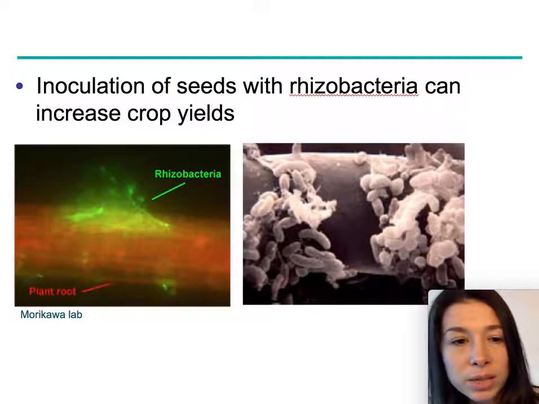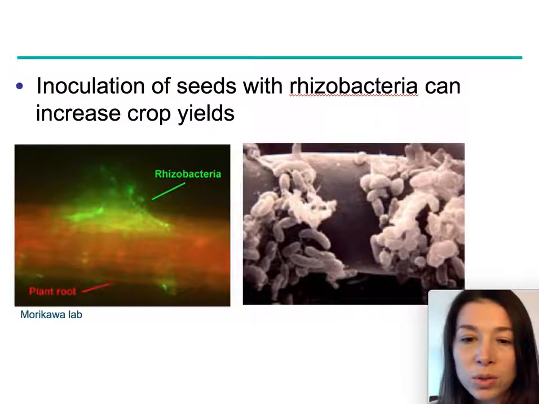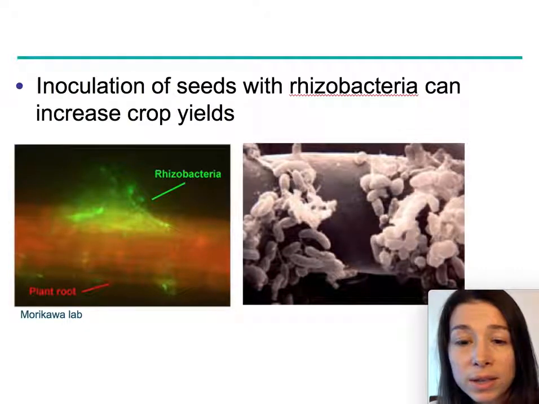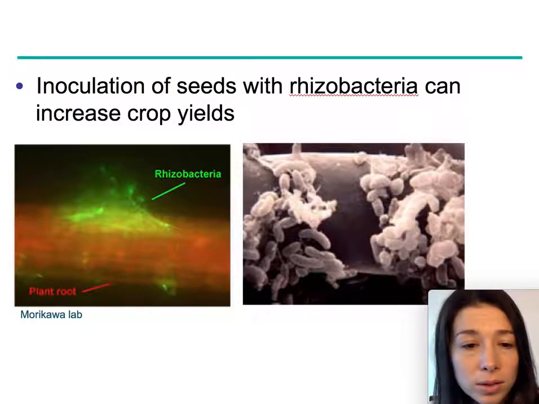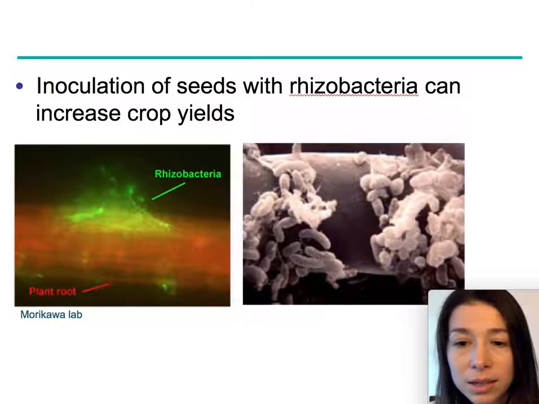There's a lot of interesting research on this area because people do want to know more about how we can harvest plants more efficiently and how we can get plants and agriculture to grow more robustly. And this lab, where the lab head is Dr. Morikawa, is showing in this picture here that if you inoculate seeds, so if you take seeds of let's say a wheat plant or a rice plant, and you inoculate those seeds with a rhizobacteria that is going to benefit the plant once the plant grows, you will observe increased crop yields.